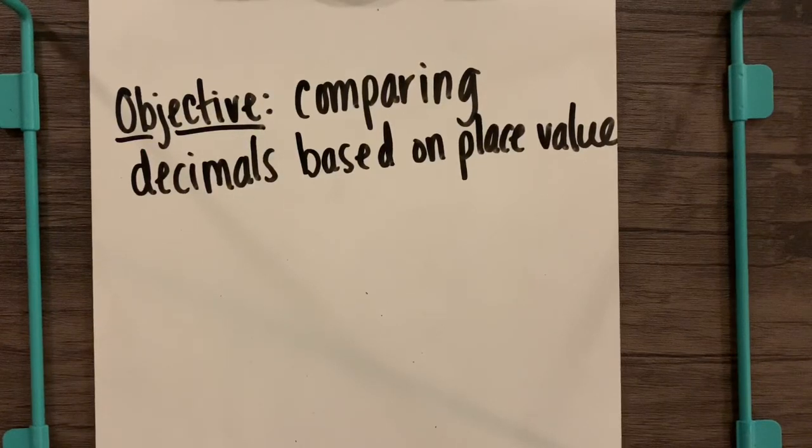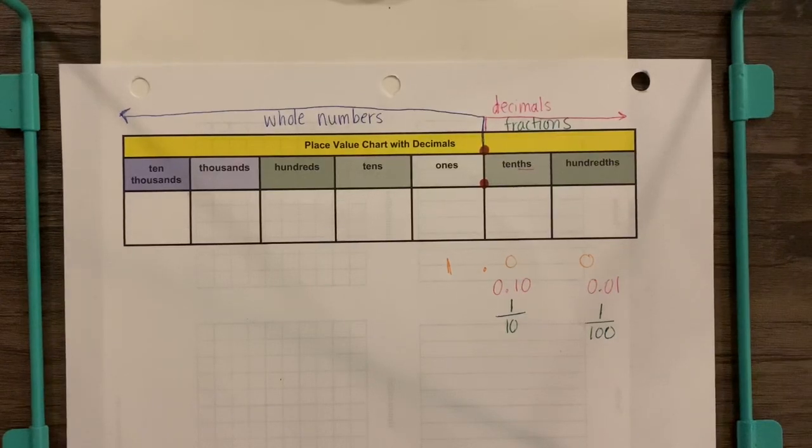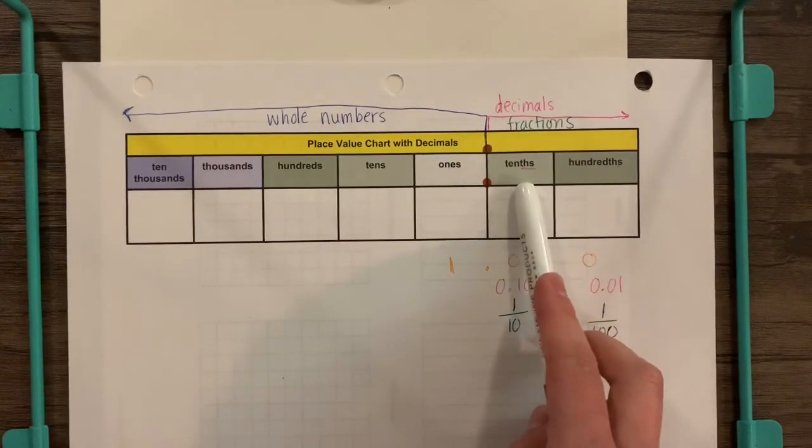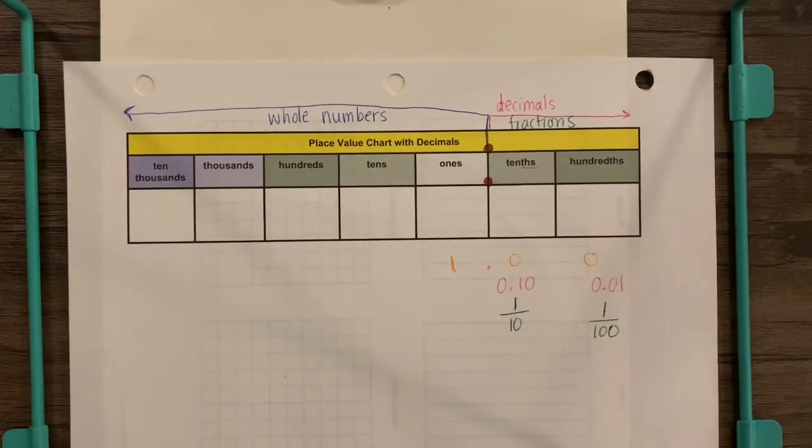For today's lesson, the objective is to compare decimals based on place value. So you're thinking about these numbers based on what place value the digits have. In videos from 2 weeks ago, I showed you this place value chart, and it also includes the decimals that we're working on, the tenths place and the hundredths place.